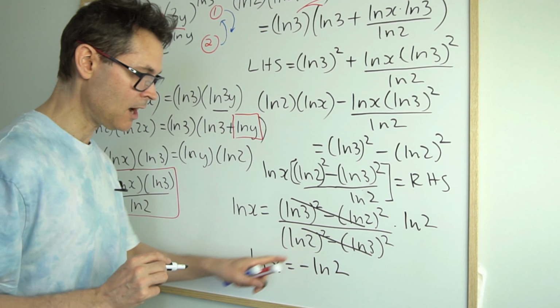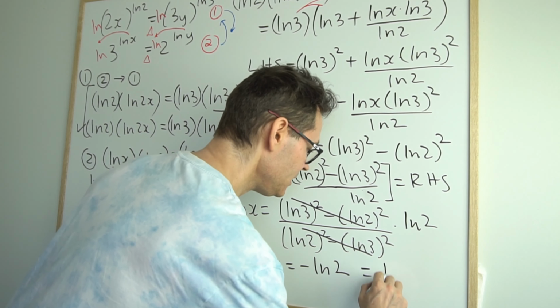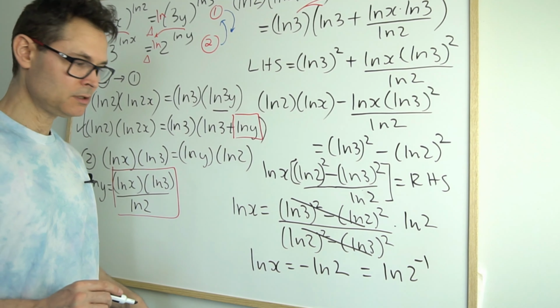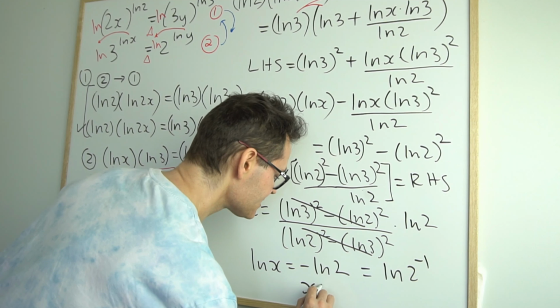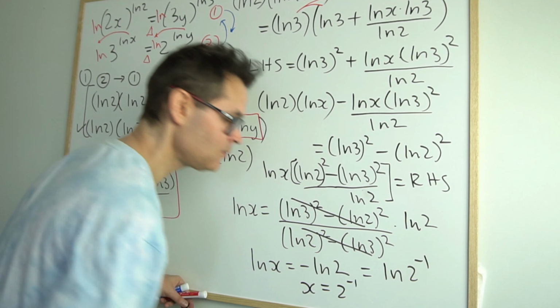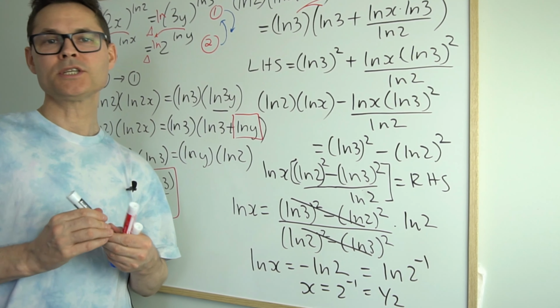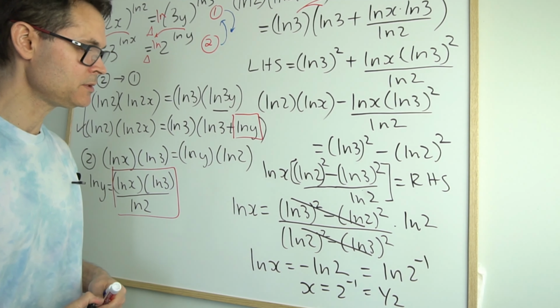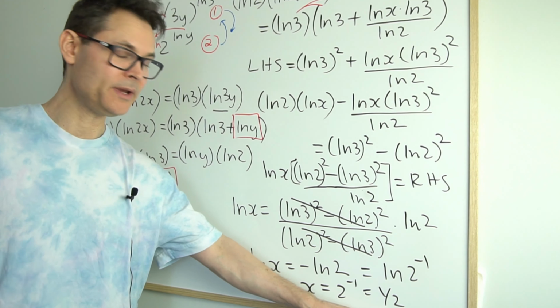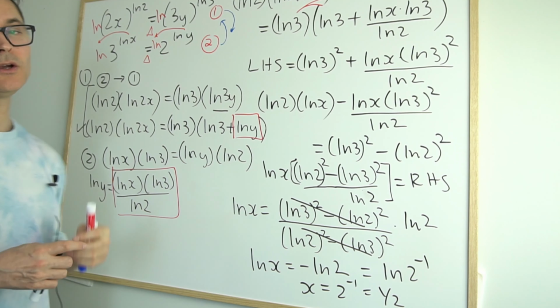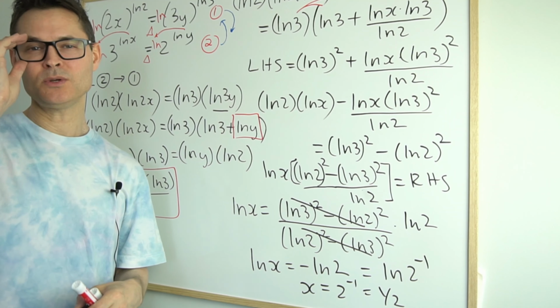Well, we can use the power rule again. That's going to be equal to the ln of 2 to the negative 1. Well, what's our deduction? Our deduction is that x is equal to 2 to the negative 1, or 1 over 2, which is the same x-coordinate we got when we used the other method. Of course, now what we'd have to do is find the y-coordinate by plugging that into either of the original equations. I leave that for you to try.